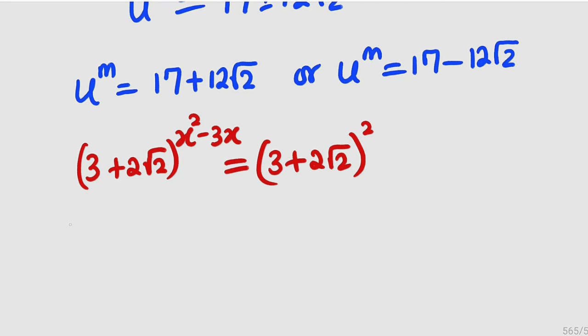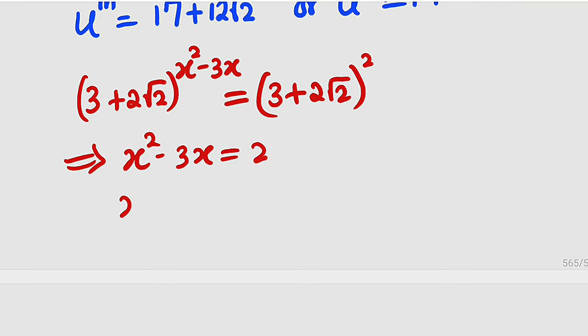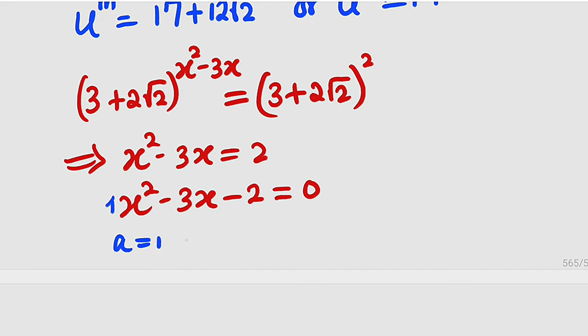We can equate the exponents, which implies that x squared minus 3x must be equal to 2. And we can rearrange it like x squared minus 3x. As 2 crosses over, it becomes negative 2. The whole of this equal to 0. This is now a quadratic equation which cannot be factorized.